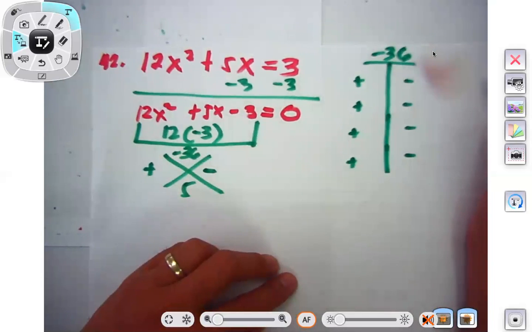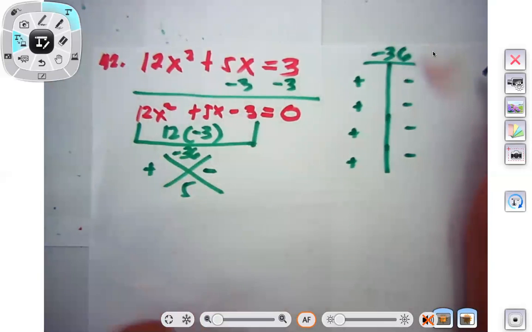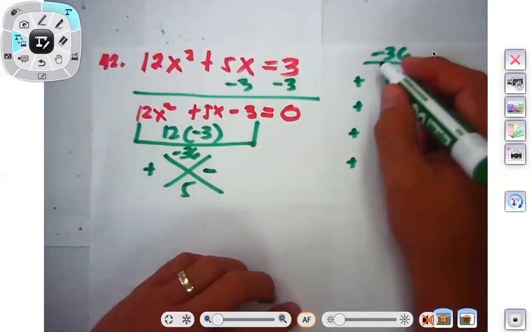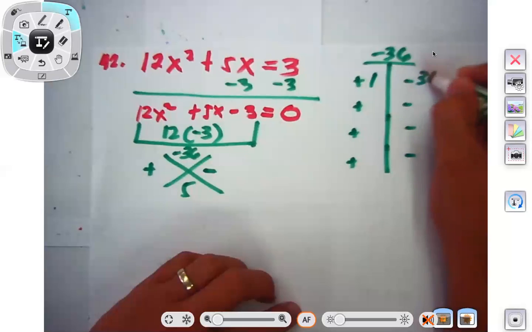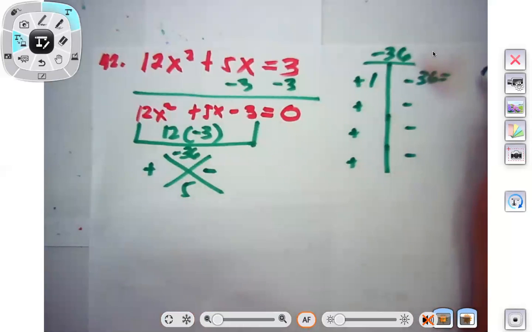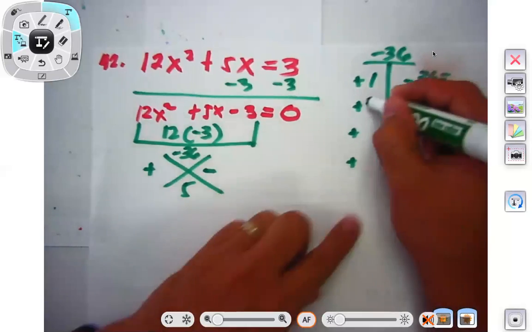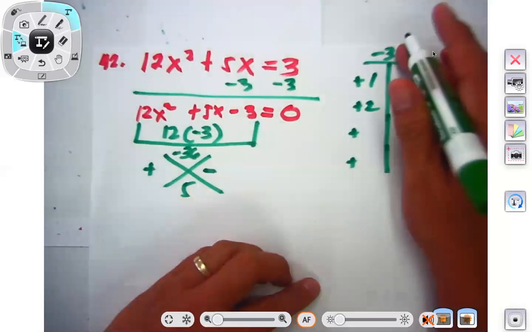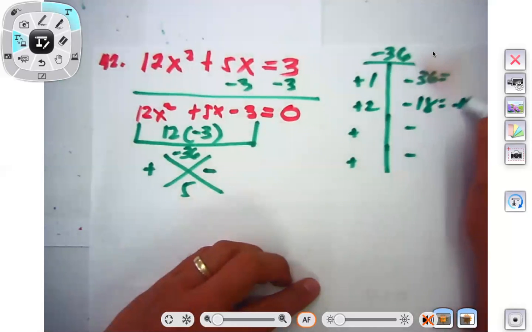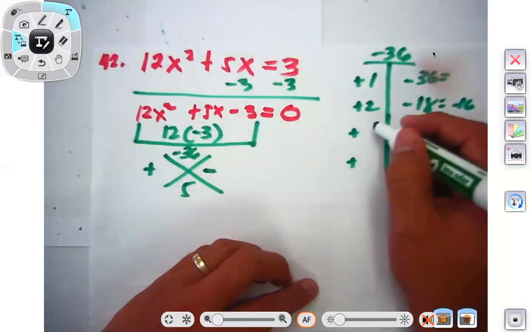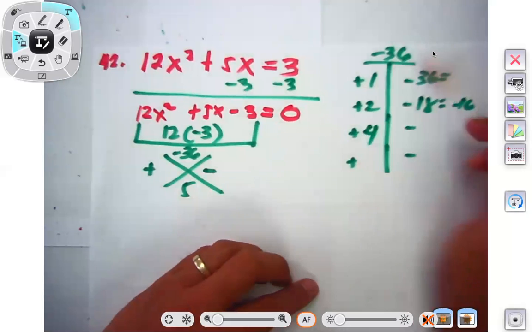So, do you have any number? We can try 1 and 36, but of course the sum is not 5. And try 2. 36 divided by 2 is 18. The sum is -16. All right, maybe we can make our divisor bigger and have 4. -36 divided by 4 is -9. The sum is -5. But we're looking for 5.